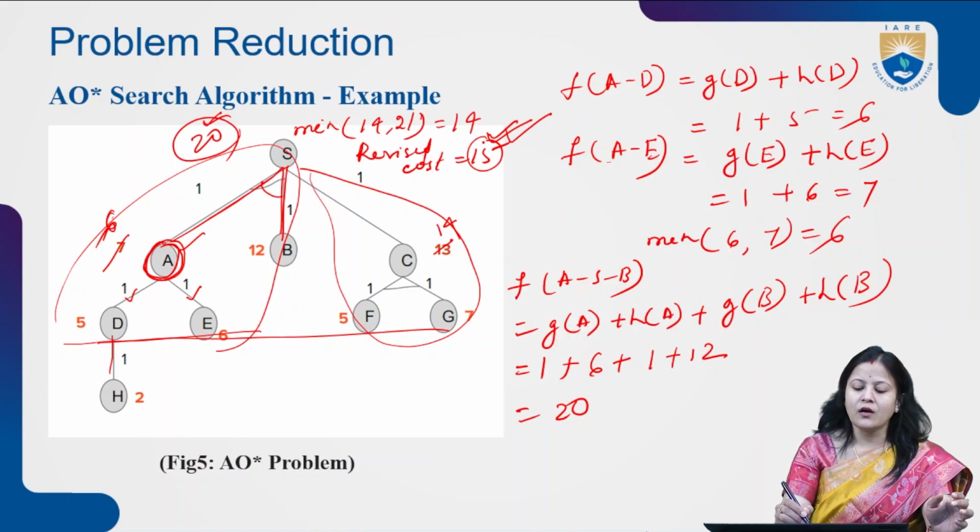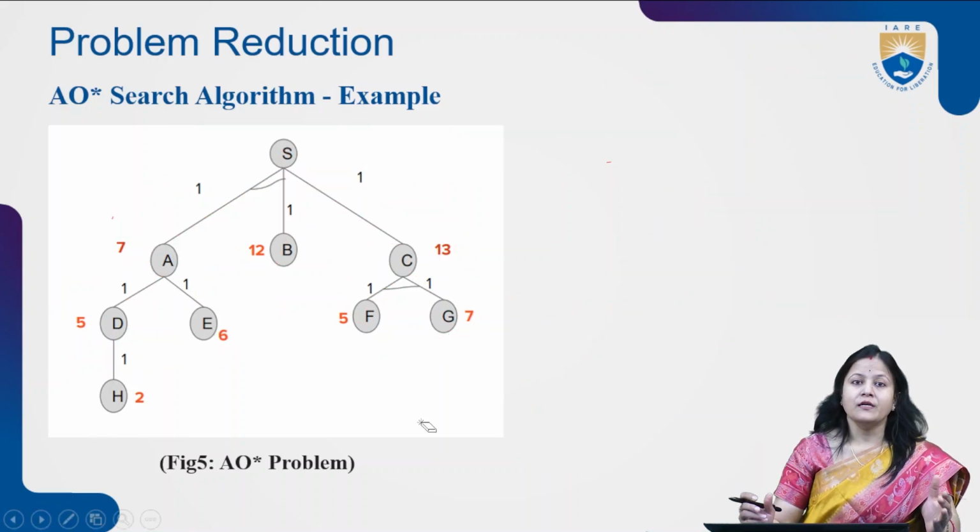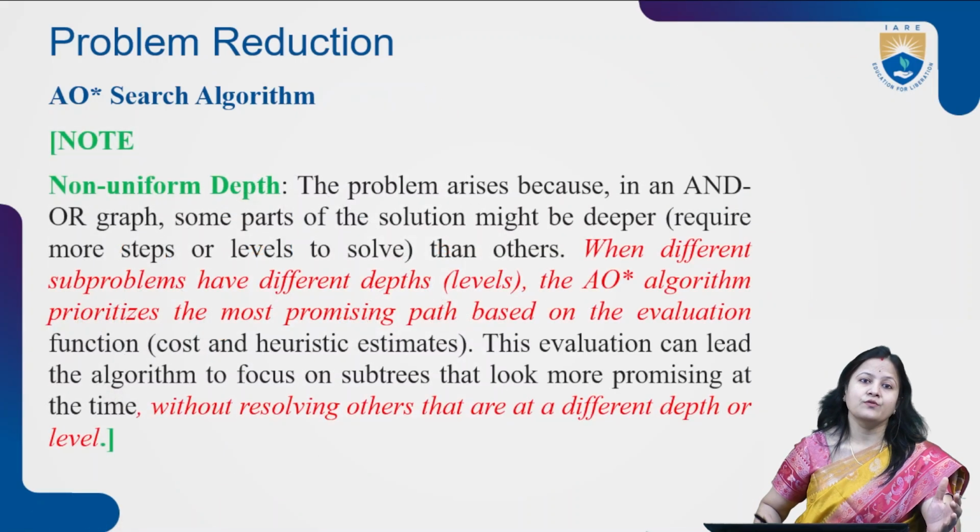So this is the solution. Our final solution would be 15. We have two solutions to achieve the goal node S. One is 15, another one is 20. But the optimal solution is 15, which is provided by following the path S, C, then C, F, G. So this is the path. So I hope you have understood this problem using AO*.